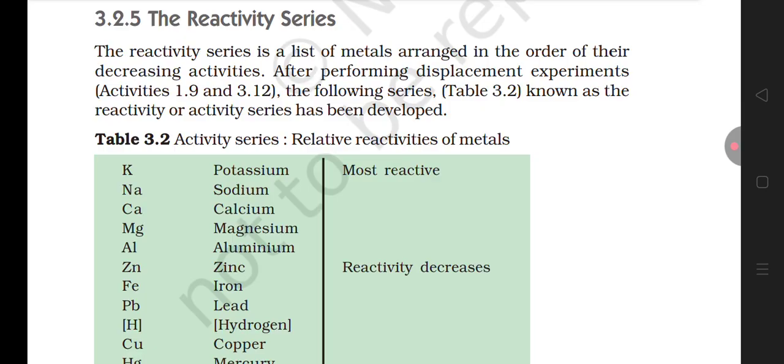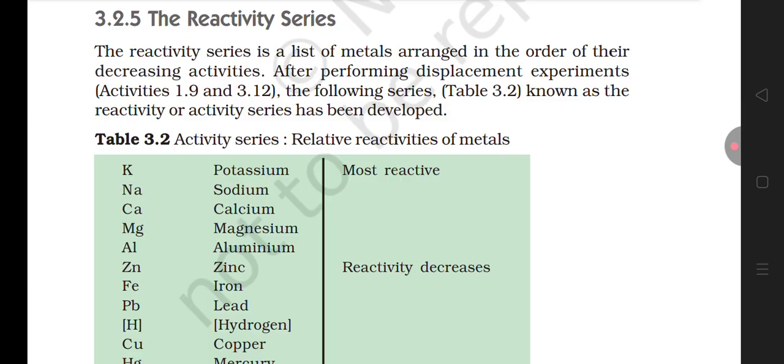Reaction with oxygen, reaction with water, reaction with acids. Okay, calcium, then we have magnesium, then aluminium, then zinc, then iron, then lead, then hydrogen, then copper, then mercury, then silver, then gold, then platinum. Okay, you can learn these.